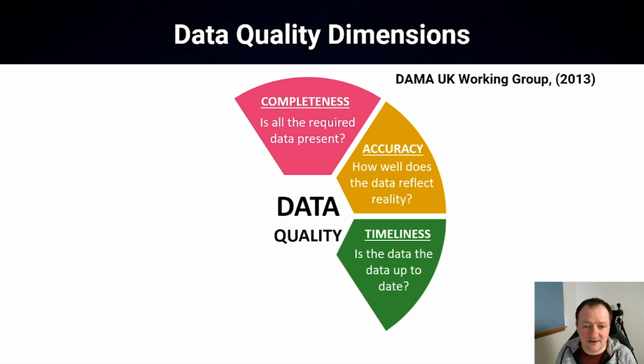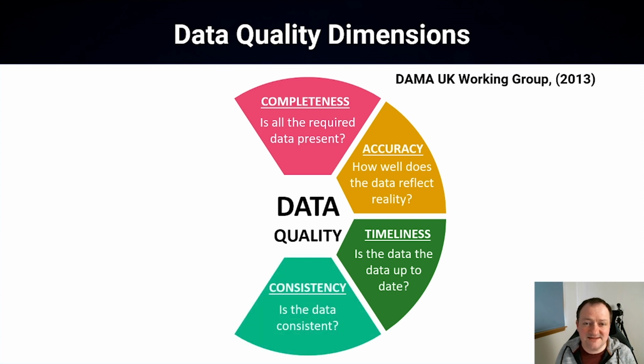Timeliness. Is the data up to date? When working with data, we should be working on the most up-to-date version of the data as possible. If the data is out of date, then any decisions that we make based on that data could be incorrect. Then we have consistency. Is the data consistent? When comparing the same data across multiple storage locations, software packages and file formats, that data should be consistent.